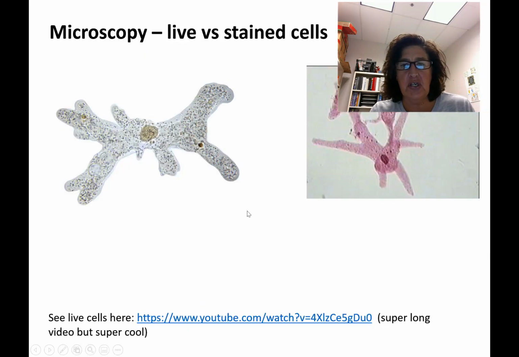Again, this is just showing you, here's an amoeba in its natural beauty, and here is a stained amoeba. So these would be dead. They're stained pink. Amoebas aren't naturally pink. So with light microscopy, you can see both live and dead.